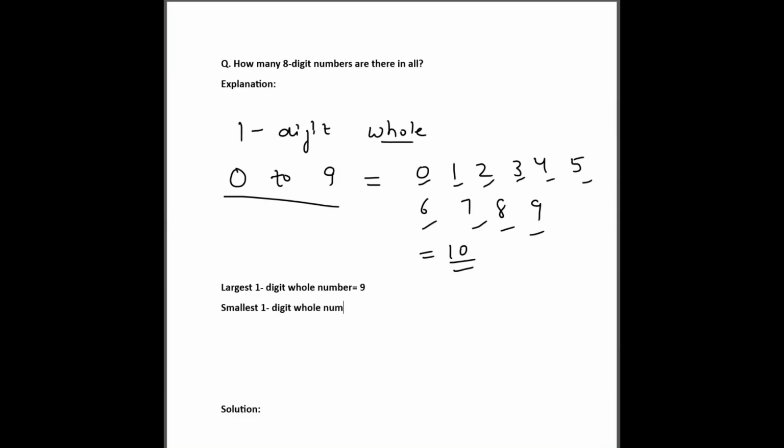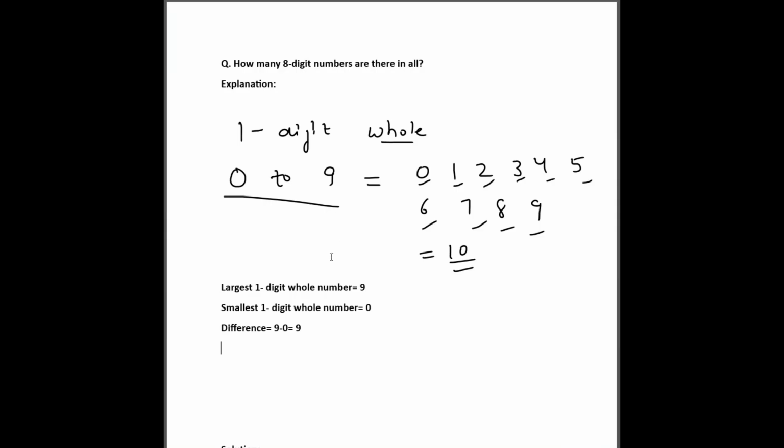The smallest whole number is 0. Why am I writing 0? Because we are considering whole numbers and the smallest whole number is 0. We are not considering natural numbers. If we were considering naturals, I would have written 1, right? Smallest one digit whole number is 0. Now find out the difference between the largest one digit whole number and the smallest one digit whole number, which is 9 minus 0, which equals 9, correct?